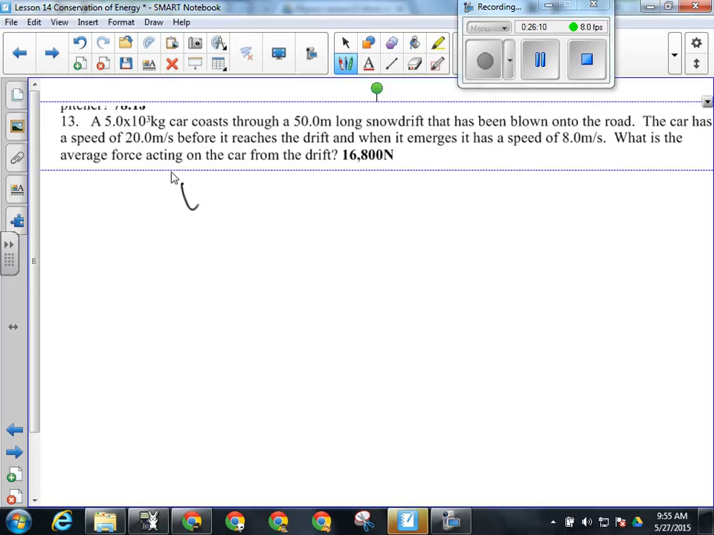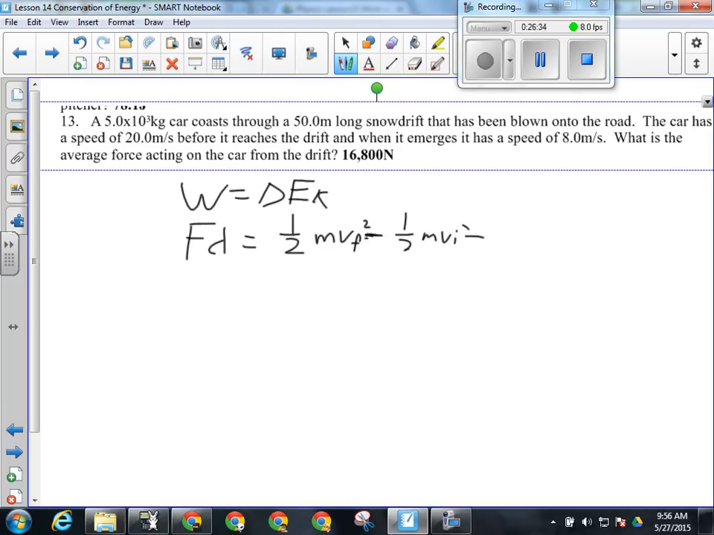So what we're looking at here is that work is a change in energy, in this case kinetic energy, for the car. It's losing some of its energy to the deformation of the snowdrift. So work is force times distance, and we're looking for force, and that's going to equal the change in energy. So that's going to be 1/2 mvf squared minus 1/2 mvi squared. We've got all of that. So we're going to divide both sides by the distance, because we were told how big the snowdrift was. It was 50 meters. Does that make sense, Jacob?